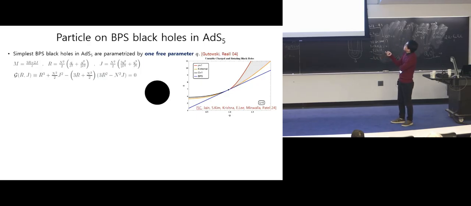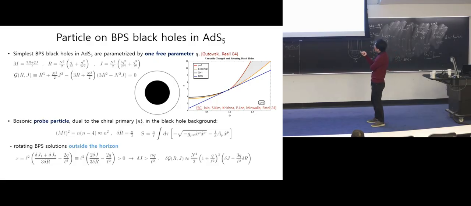So we start from the simplest BPS black holes in AdS5. It is parameterized by one free parameter. Its mass is given by a linear combination of its electric charge and angular momenta, and the electric charge and angular momenta will satisfy a nonlinear relation, which I showed earlier. And you can try to put a bosonic probe particle on this background, dual to the chiral primary, and see whether this can make a stable orbit outside the event horizon.